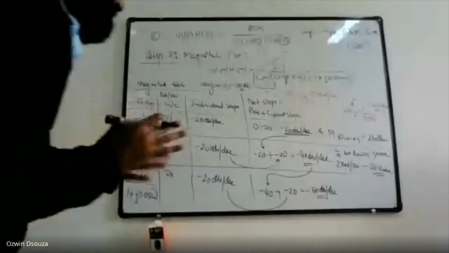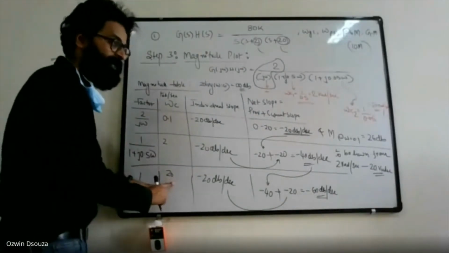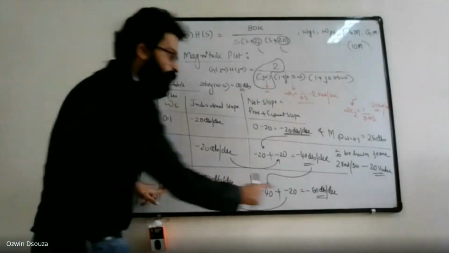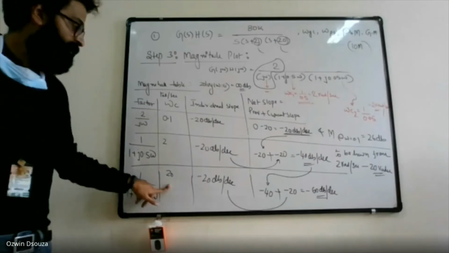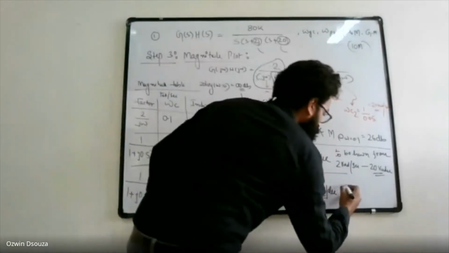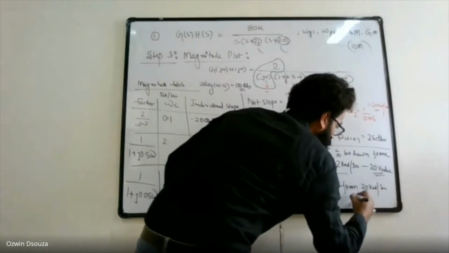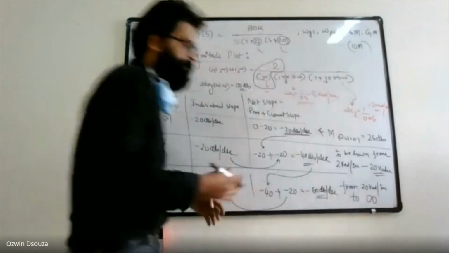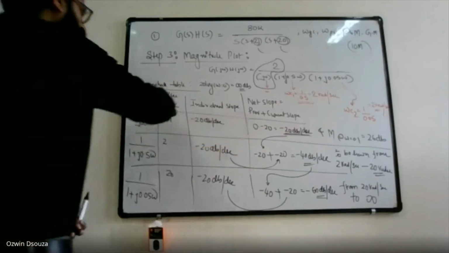So what is the meaning of this minus 60 decibel per decade? It simply tells you that from 20 radian per second onwards, the magnitude plot moves with a slope of minus 60 decibel per decade. Till where? Is there any defining frequency? There is no defining frequency. So from 20 radian per second to infinity, that magnitude plot keeps on moving with a slope of minus 60 decibel per decade. So that's your magnitude table.